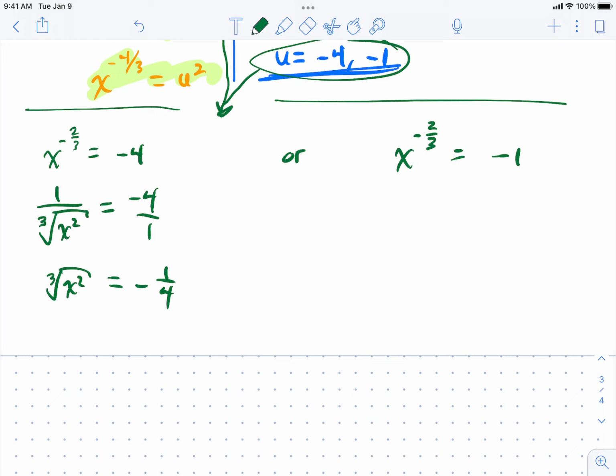Okay, now what? Well, one way to get rid of the cube root is to cube both sides. So the left side becomes an x squared. When you take a -1/4 times itself 3 times, you get 1 times 1 times 1 is 1. 4 times 4 times 4 is 64.